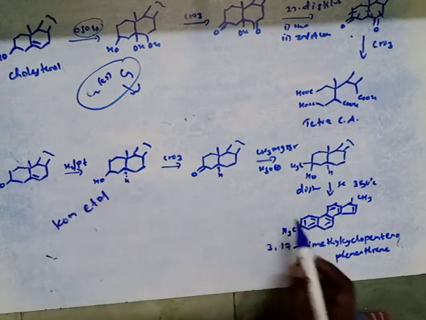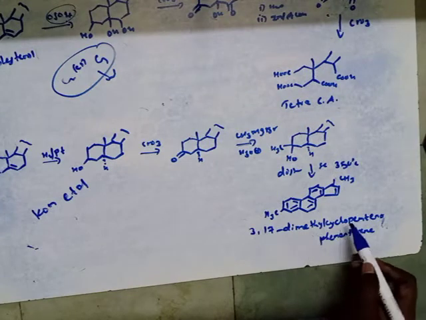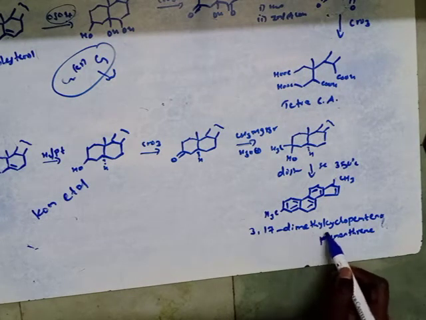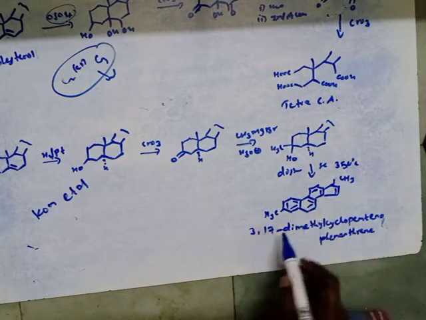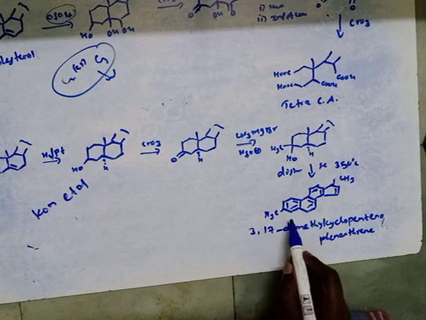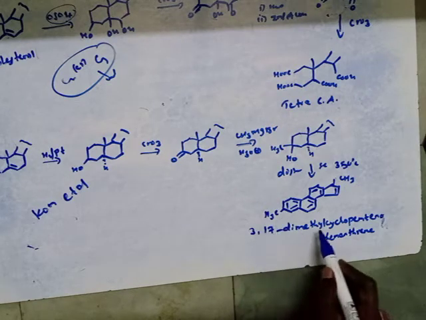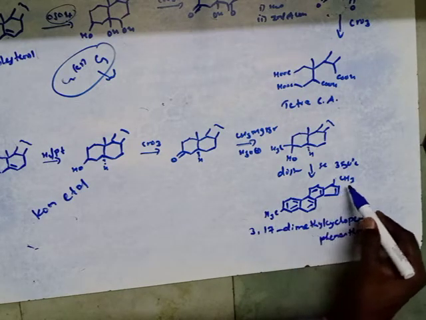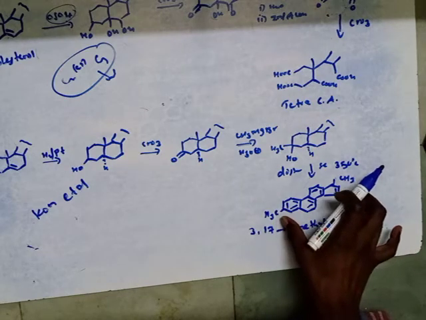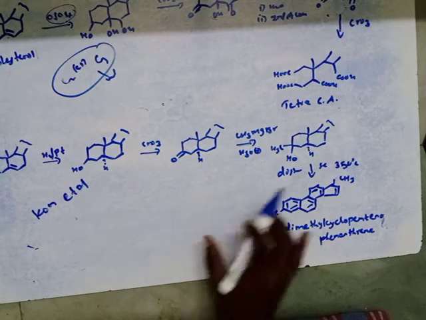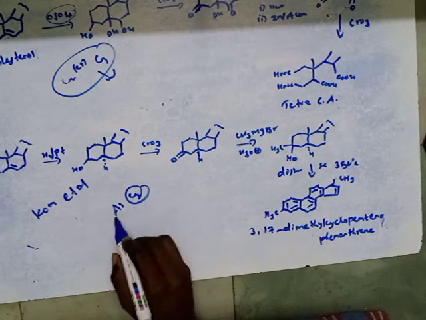By the formation of 3,17 dimethyl cyclopentane phenanthrene. This is the structure, 3,7, sorry, not 7, it is 17. 3,17 dimethyl cyclopentane phenanthrene ring. This confirms that the position of the OH group is at the C3 position.